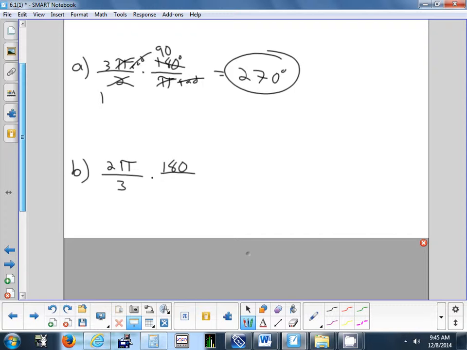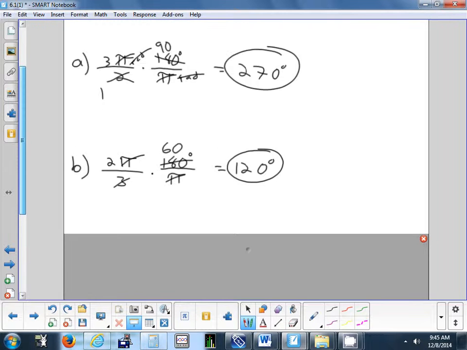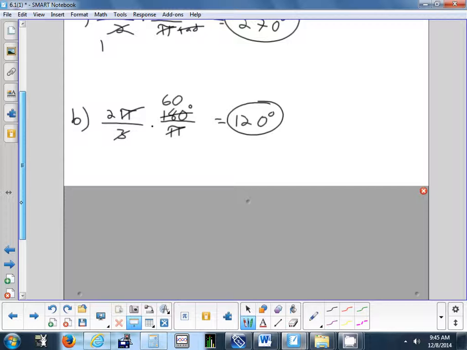Multiply by 180. I want degrees in the top. I want radians in the bottom. So my units of radians cancel. Pi cancels. 3 goes into 180 60 times. And we're left with what we expected, 2 times 60 degrees, 120 degrees. Okay, any question on that?